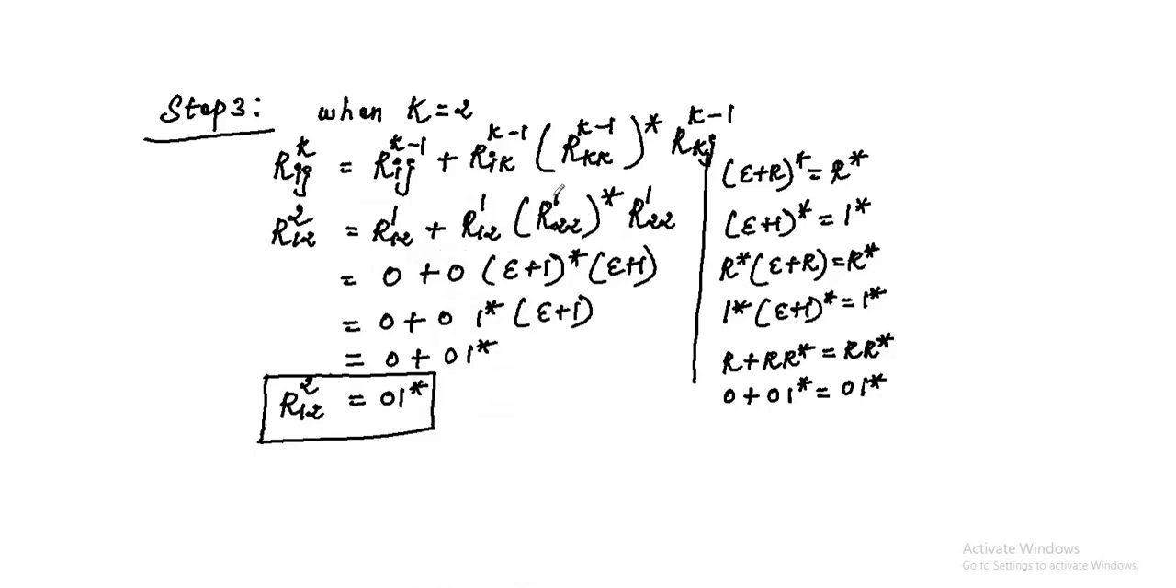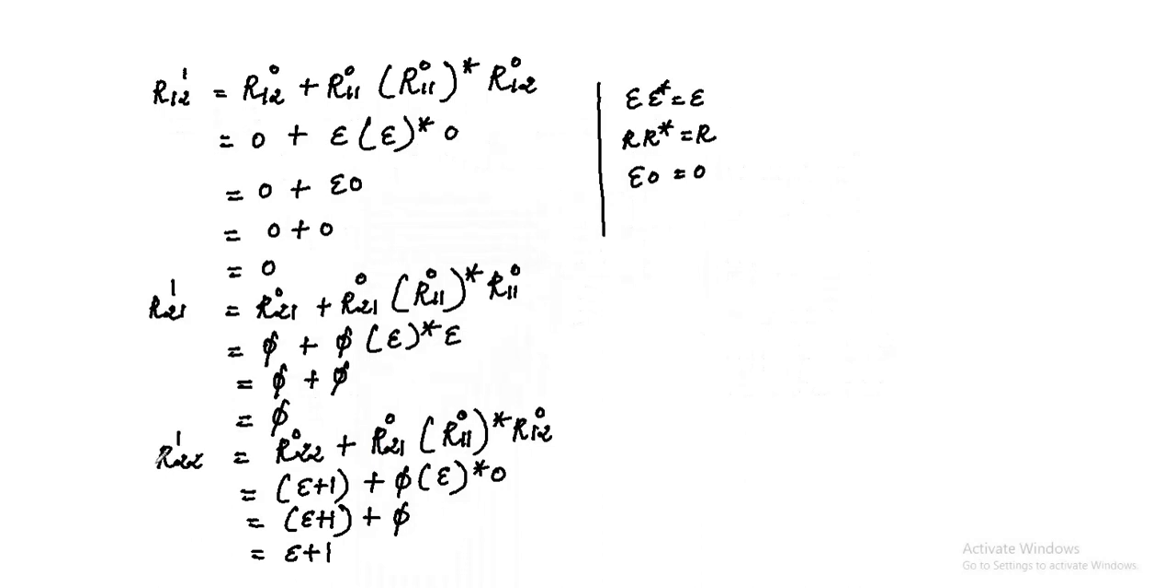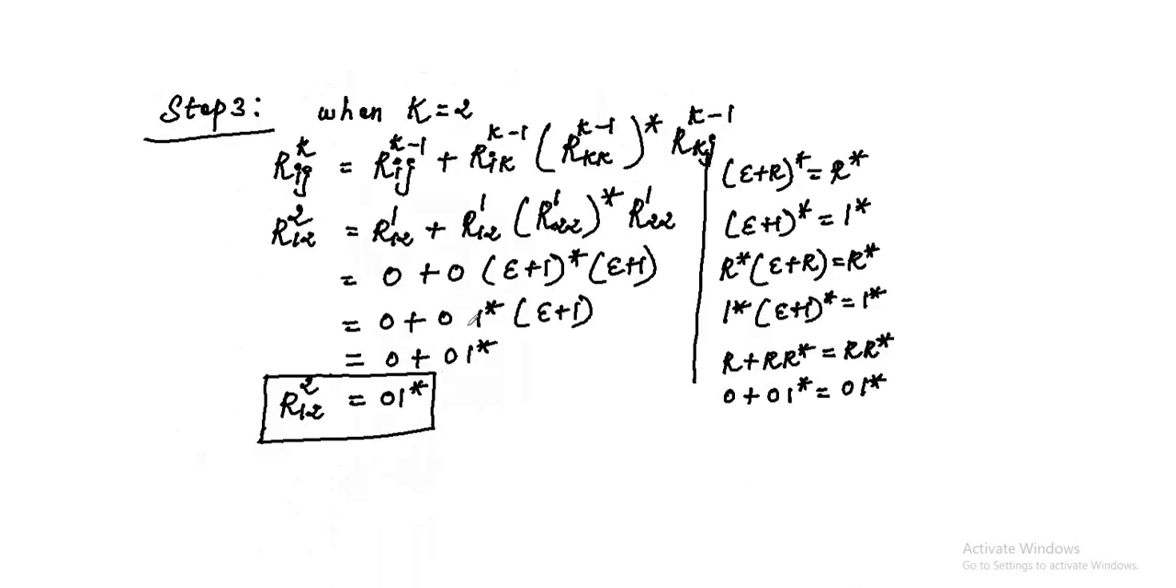into R22 raised to the power 1 whole star. R22 raised to the power 1. Look at the first step. Here R22 raised to the power 1 is epsilon plus 1. Here I am writing epsilon plus 1 whole star into r base 22 raised to the power 1 is epsilon plus 1. Then how do you simplify this equation? 0 plus 0, next epsilon plus 1 star.